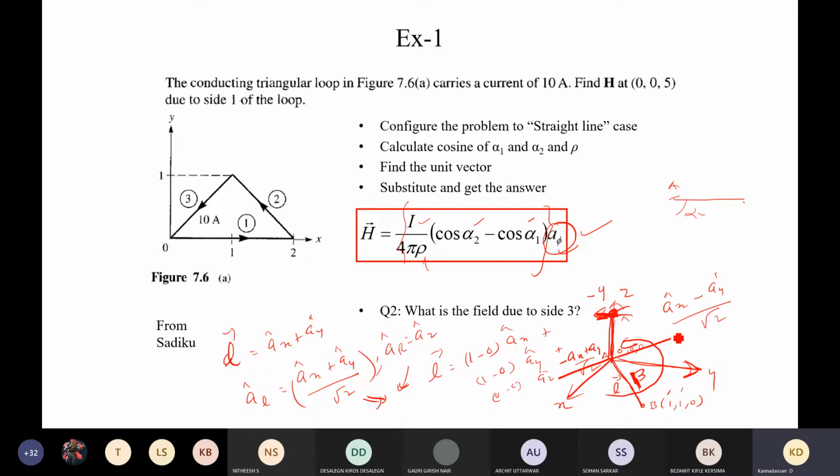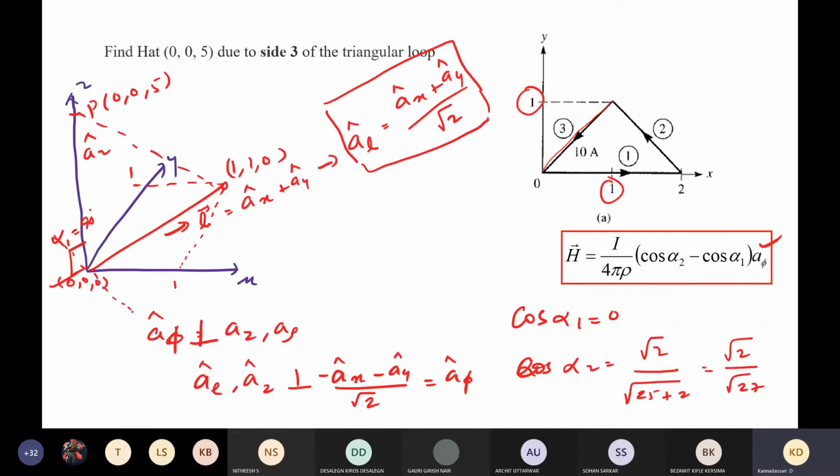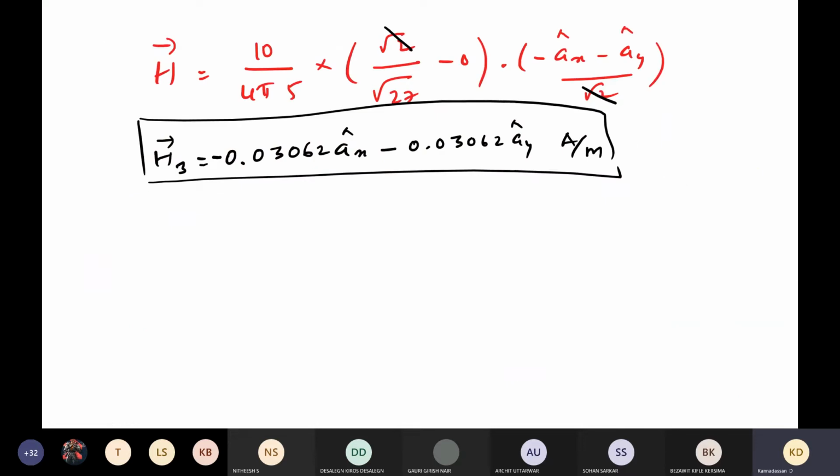So out of this, which one is supposed to be there? The answer can be solved by the right hand rule. The right hand rule says that it is always in the clockwise direction. So in that case, we will get this answer. So this is the unit vector, and this unit vector is supposed to be placed. By substituting that, you will get this answer.